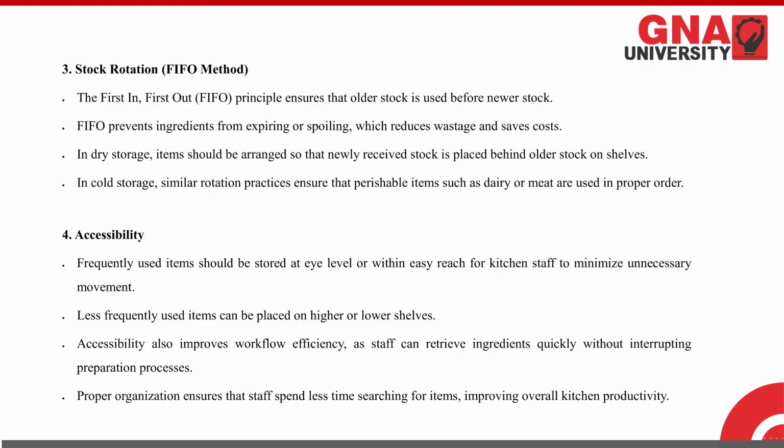Accessibility. Frequently used items should be stored at eye level or within easy reach for kitchen staff to minimize unnecessary movements. Less frequently used items can be placed on higher or lower shelves. Accessibility also improves workflow efficiency as staff can retrieve ingredients quickly without interrupting preparation processes. Proper organization ensures that staff spend less time searching for items, improving overall kitchen productivity.